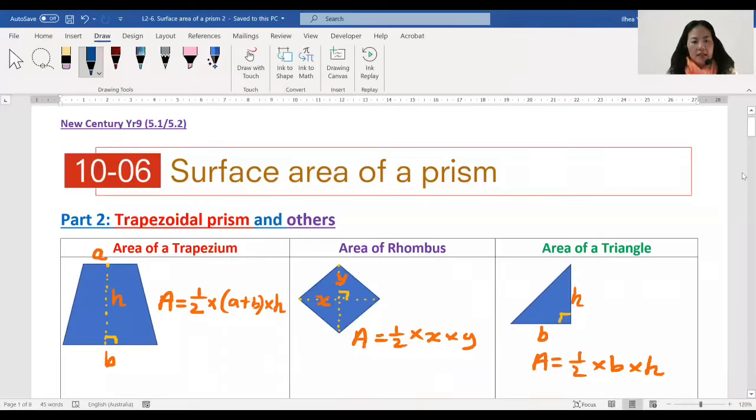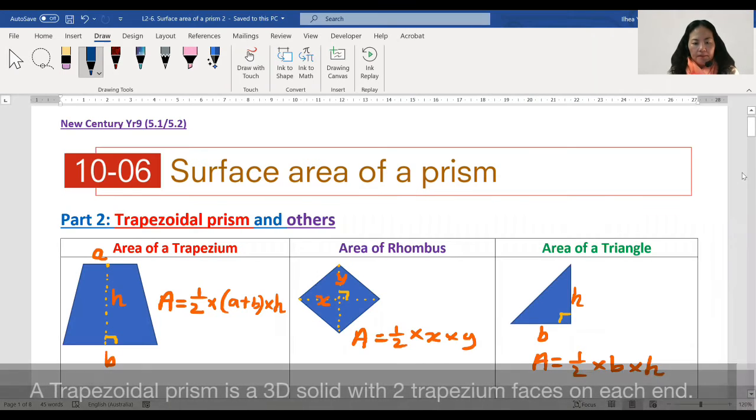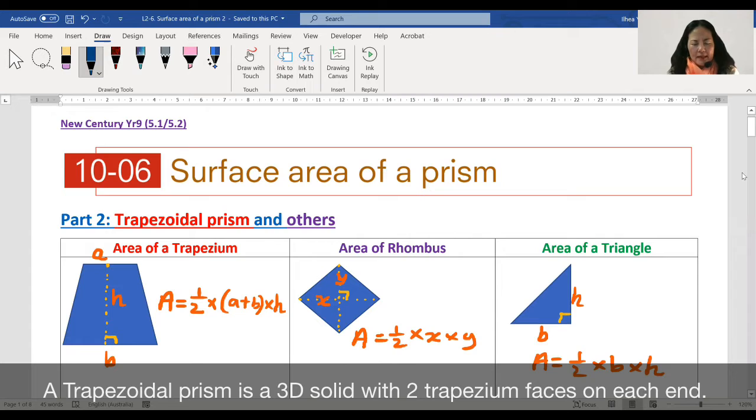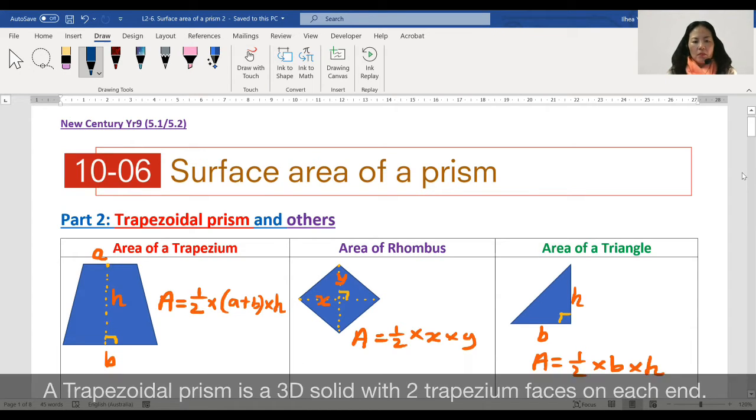Okay, today's lesson is continuing from the surface area of a prism. Today we're going to do trapezoidal prism and a few other prisms. Okay, to do the trapezoidal prism, obviously we need to know the area of a trapezium. Now, with all these prisms, just make sure you understand that there are flat faces on the top and the bottom.